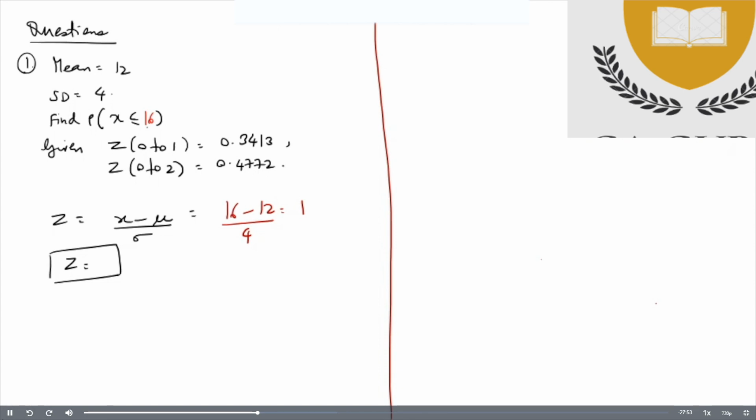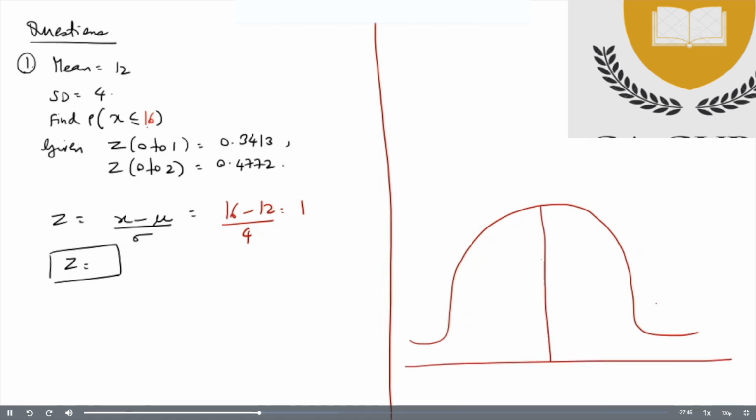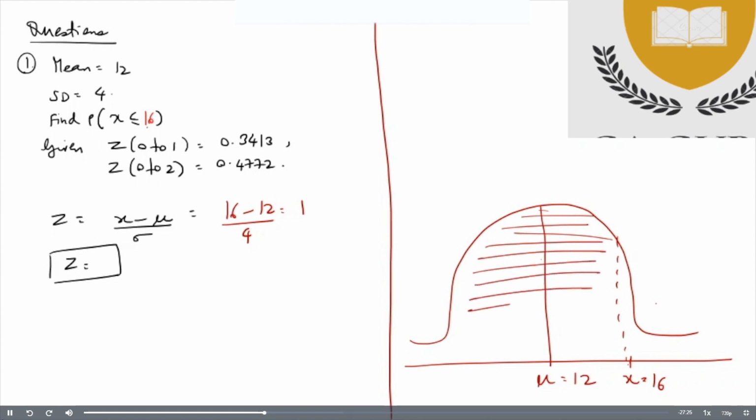Let me plot the diagram of the curve like this. Here this is the midpoint. At this point the mean is equal to 12 and my 16 falls somewhere here. Okay, x is 16. I will draw the dotted line again. I need to know the area where x is less than or equal to 16. So here I need this whole area. What is the area of this portion?